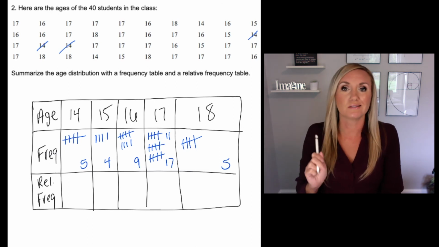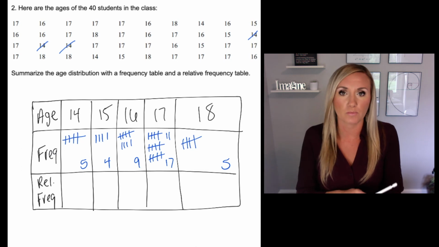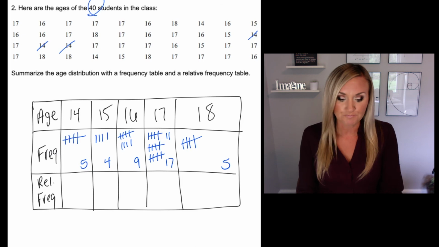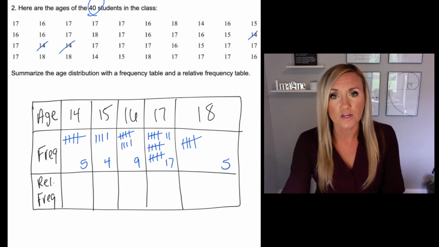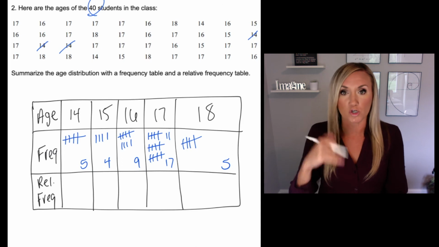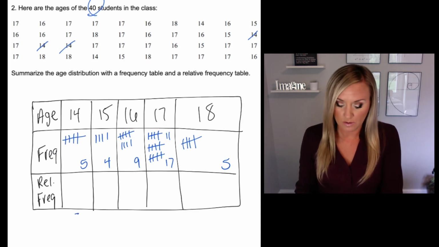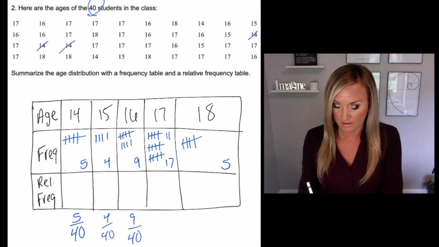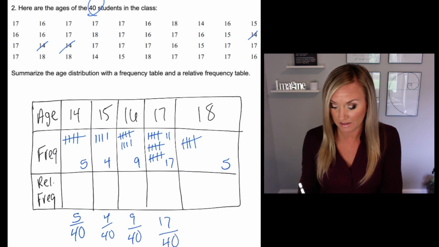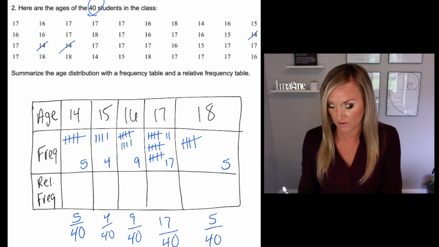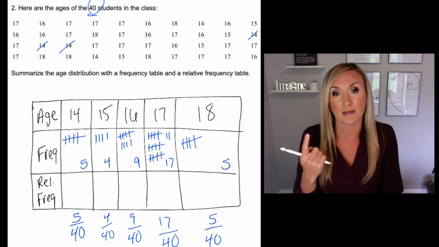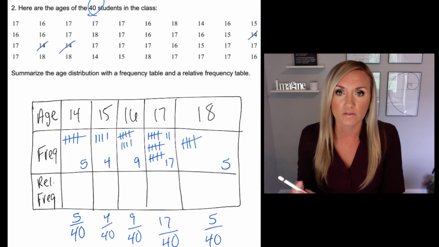Now, whenever you're doing this, it's always really smart to add up all the numbers and make sure that you get back to 40, which is how many students are in the class. The relative frequency is the proportion or the percent. So this is 5 out of 40 students, 4 out of 40, 9 out of 40, 17 out of 40, and then 5 out of 40. You would simply type those into the calculator, and you can give it by the percent or the decimal.